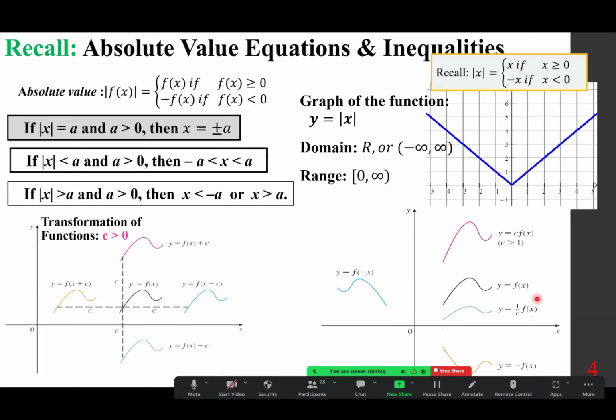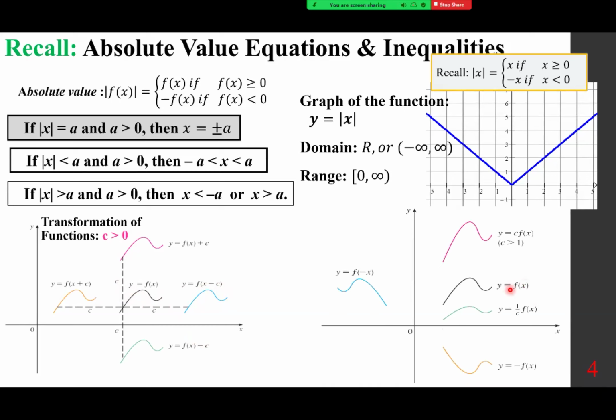And when y equals f of x is given, minus f of x flips it over with respect to the x-axis. F of minus x flips it over with respect to the y-axis. When c is larger than 1, if you multiply by c, the y-coordinate gets larger and it's extended, c times f of x. And if you divide by c, it shrinks by a factor of c. So this is the synopsis of that.